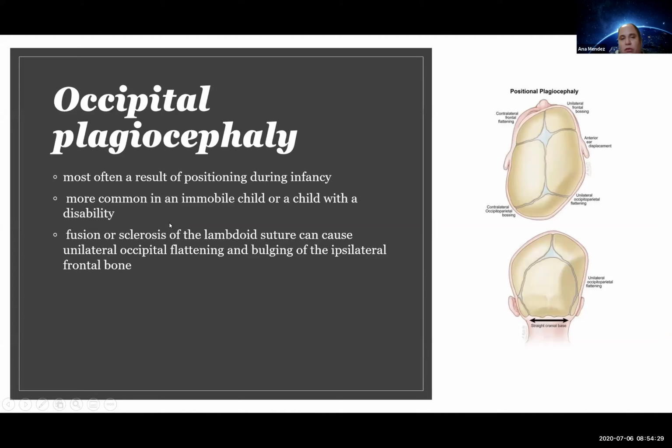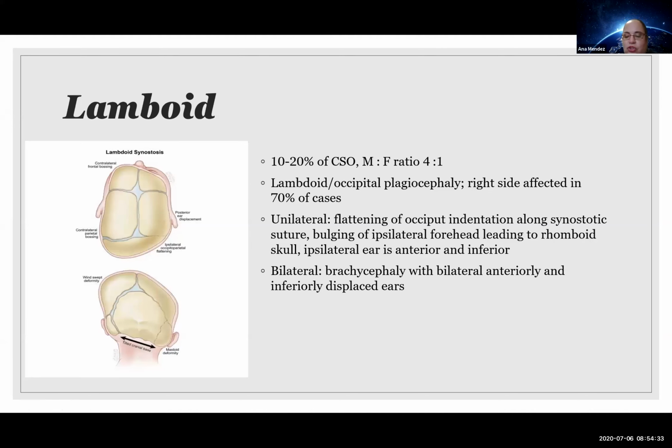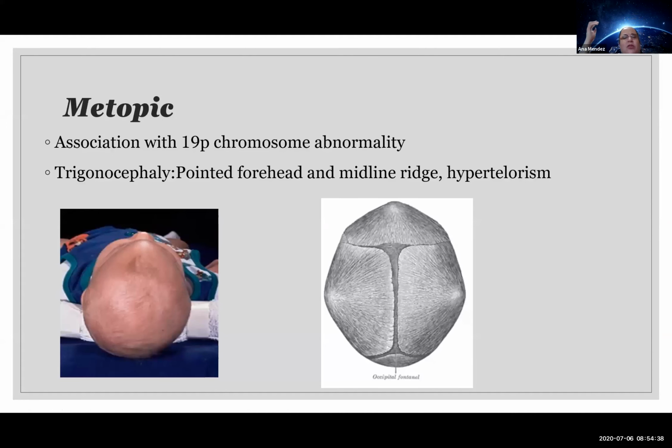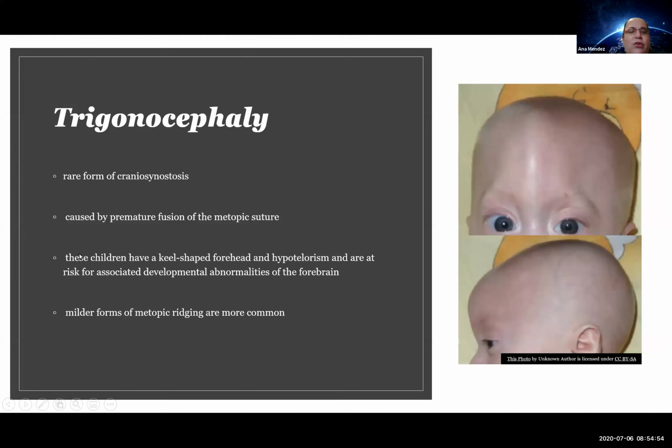So that's how you differentiate plagiocephaly from positioning from lambdoid suture craniosynostosis, okay? And then you have a bunch of other ones that I'm going to go over quickly because it's almost time. So you have the metopic associated with chromosome 19p. It's a trigonocephaly, pointed forehead and midline ridge, hypertelorism. You have trigonocephaly. It's a rare form. They shouldn't have keel-shaped forehead, like that cone head.